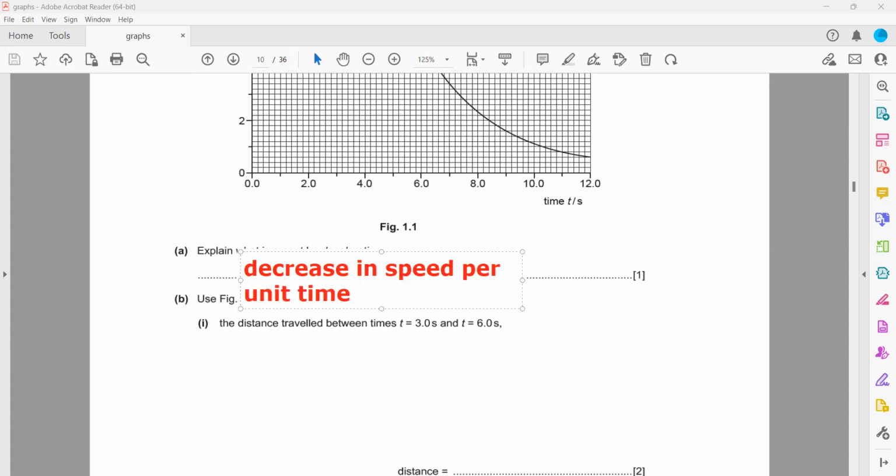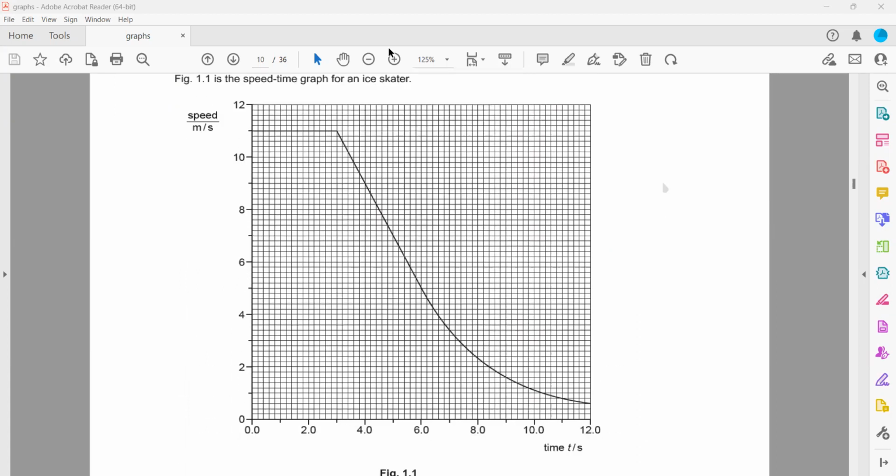Like how much speed decreases every second, that is called deceleration. Then the distance traveled from 3 to 6 seconds. In a speed-time graph, if we need the distance traveled, we use the area under the graph.